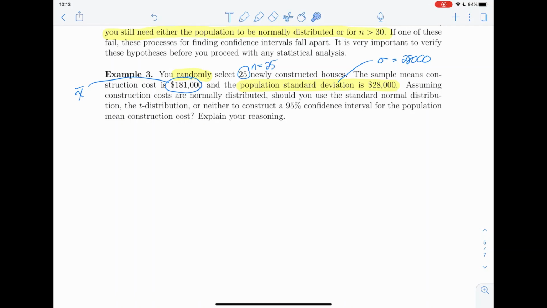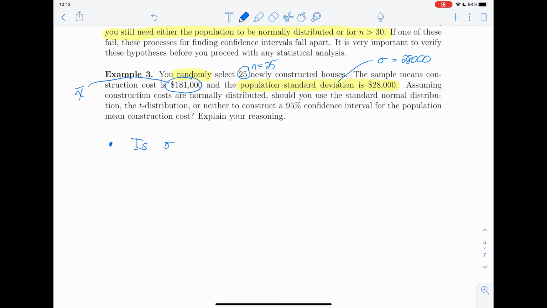Now it goes on to say that assuming the construction costs are normally distributed, good, considering the sample size was not greater than 30, we needed that statement somewhere. The question here is, should you use the standard normal distribution, the t-distribution, or neither, to construct a 95% confidence interval for the population mean construction cost? So we've already kind of reasoned so far in our head, but if we had to write something down, I might write down the following bullets that we just thought of.